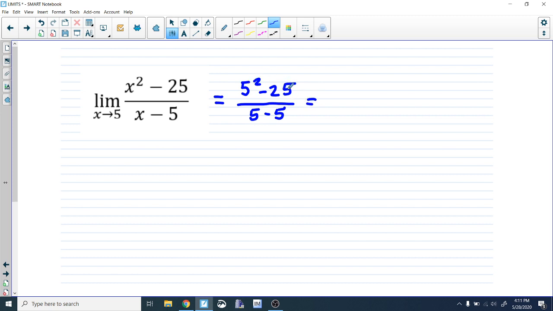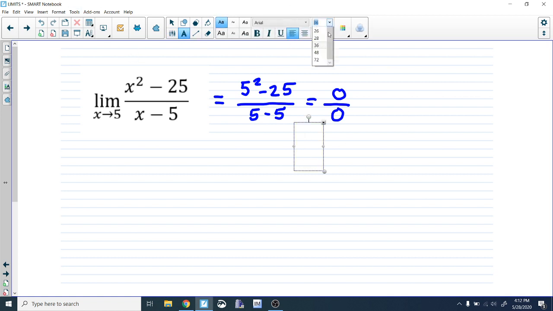5 squared is 25, and 25 minus 25 means we also have a 0 in the numerator. Okay, why that's important is because 0 over 0 is not considered undefined. We say that when we take any real number divided by 0, it's undefined, except when you take 0 divided by 0. 0 divided by 0 is what we call, I'm going to type this because I'm not going to be good at writing all of that out, an indeterminate form.